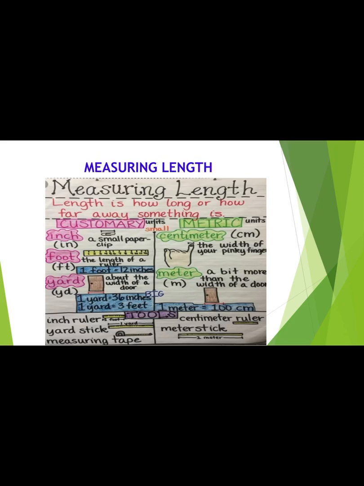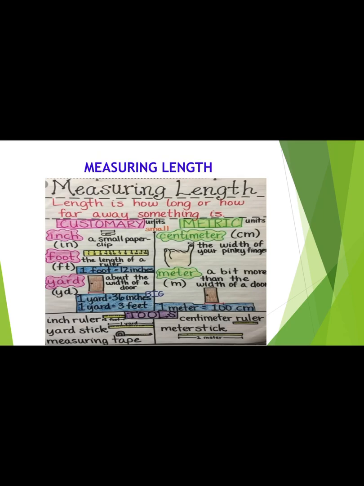Foot, FT, the length of a ruler. 1 foot is equal to 12 inches. Yard, it is shortly written as YD. Suppose about the width of the door. So 1 yard is equal to 36 inches or 1 yard is equal to 3 feet.